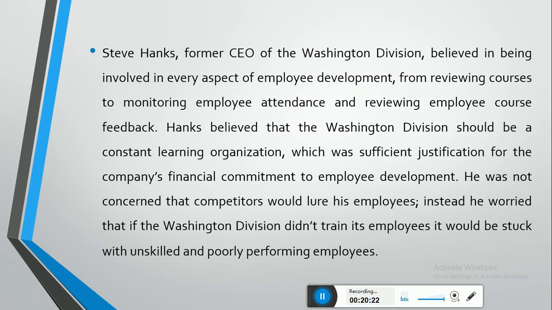He was not concerned that competitors would lure his employees. Instead, he worried that if the Washington division didn't train its employees, it would be stuck with unskilled and poorly performing employees. That's a very, very important sentence. Unskilled and poor performing employees. So he believed if we don't concentrate on employee development, definitely you will have unskilled and poor performing employees. When you go to an organization where they don't have new skills, if you move him from this organization to another, he doesn't know what to do. Why? Because they don't have skills, new technologies, new systems. They are not aware of these things.